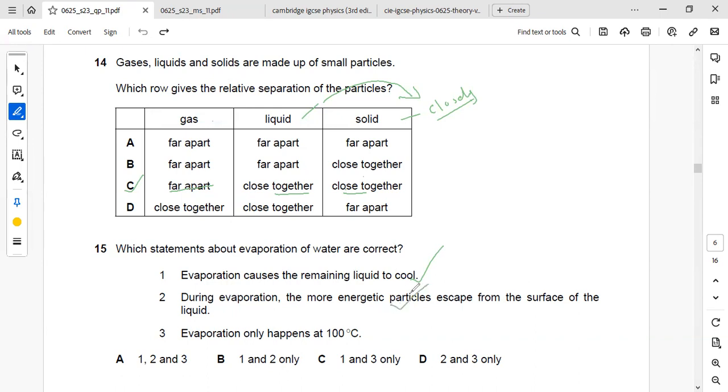This is also correct. Evaporation happens only at 100 degrees Celsius. This is actually wrong. It occurs at all temperatures, but the rate of evaporation increases as the temperature increases. That is the point. As temperature increases, the rate of evaporation also increases. So the right answer is 1 and 2 are right. So it is B.